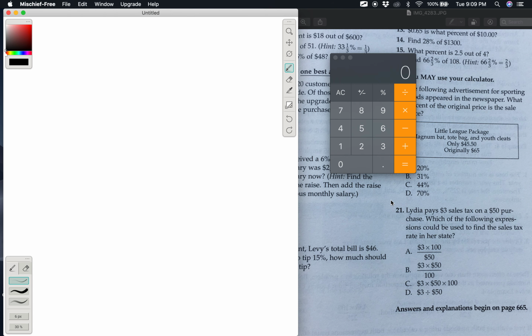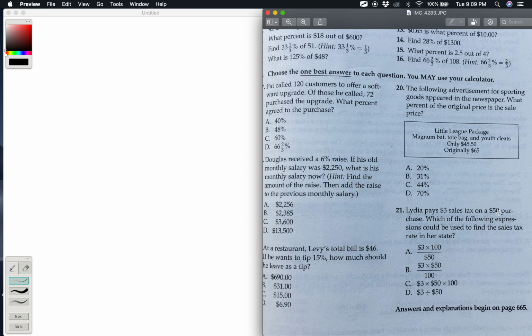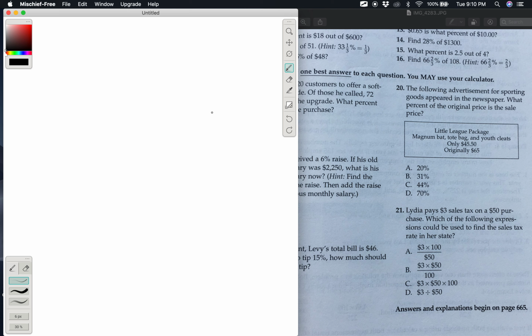Okay, Lydia pays $3 sales tax on a $50 purchase. Which of the following expressions could be used to find the sales tax rate in her state? So I know which one it is here. I just want to see.